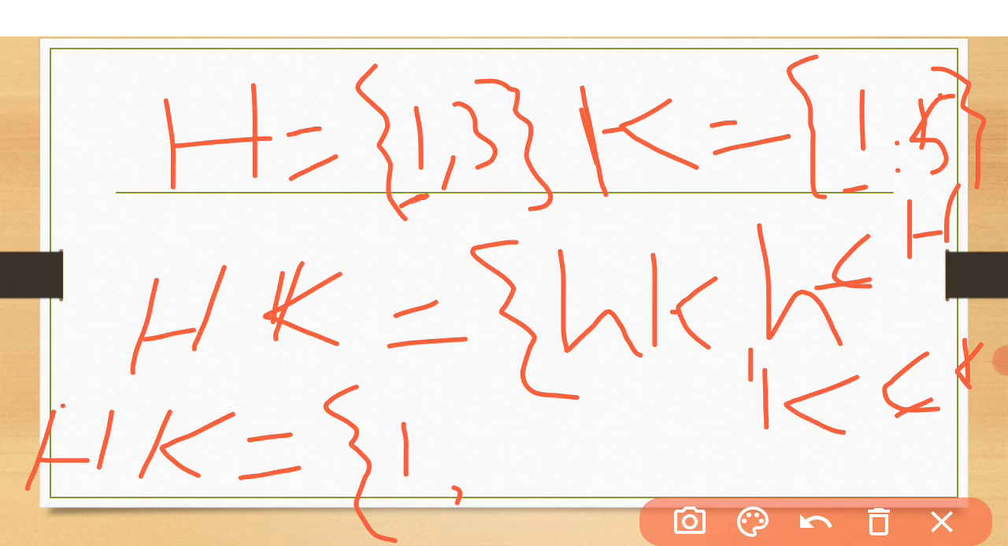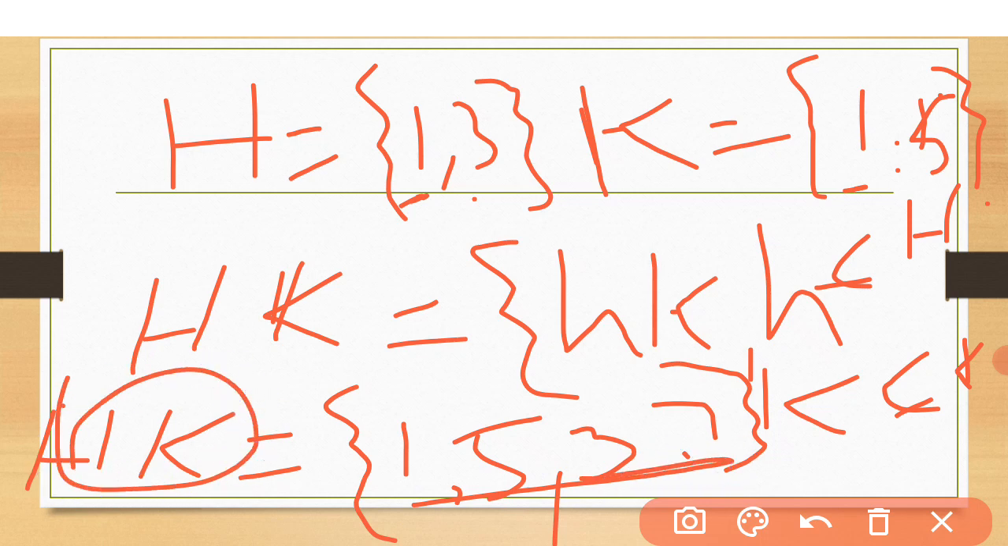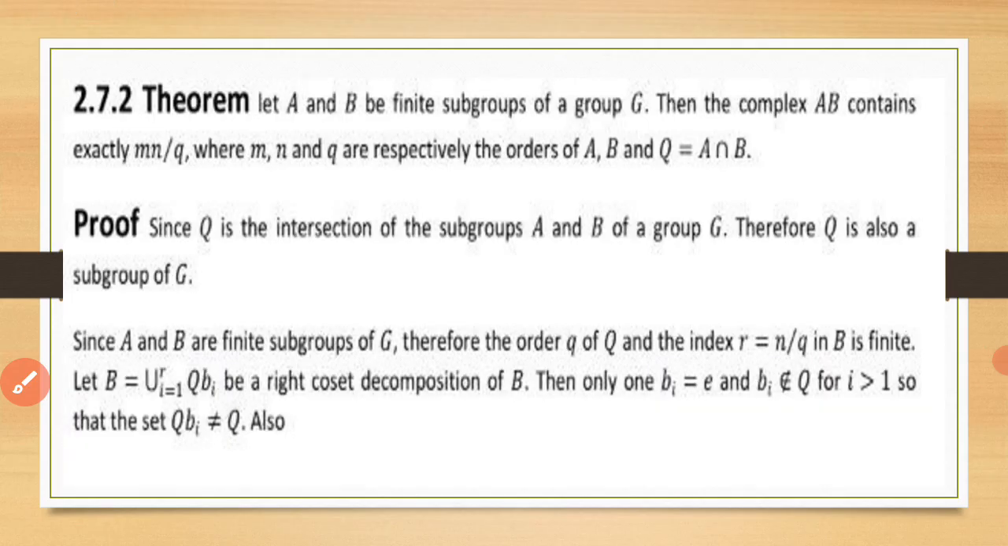These are subsets of modulo 8. So 1 multiplied by 1 is 1, 1 multiplied by 5 is 5, then 3 multiplied by 1 is 3, then 3 multiplied by 5 is 15, and because these are subsets of modulo 8, 15 divided by 8 gives remainder 7. In this way we get the product of complexes.